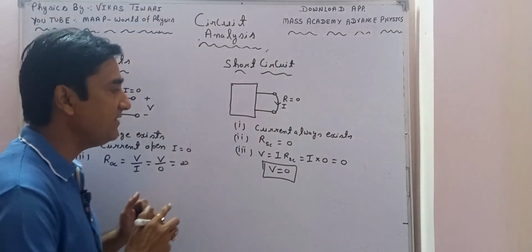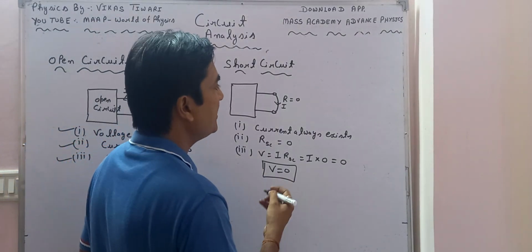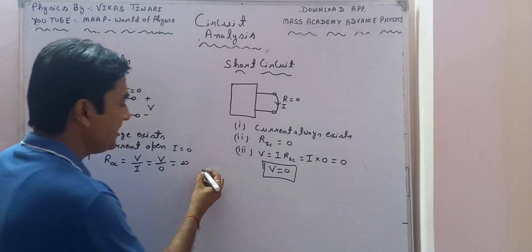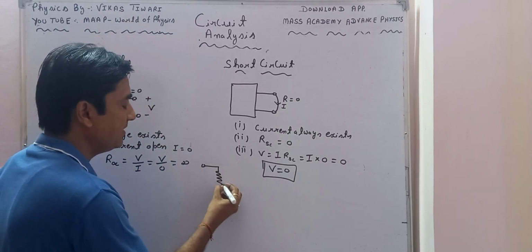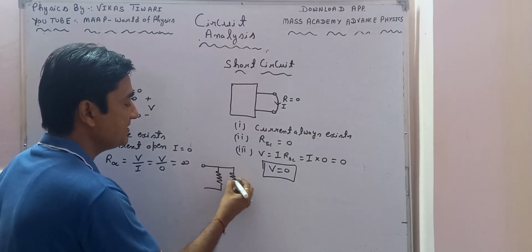Just I will demonstrate what we mean by shortest path. I am taking a very simple example. Suppose I am taking two resistances.